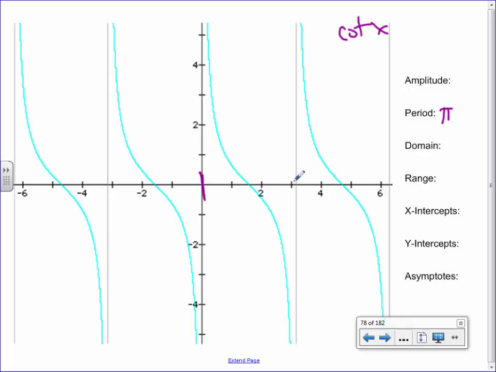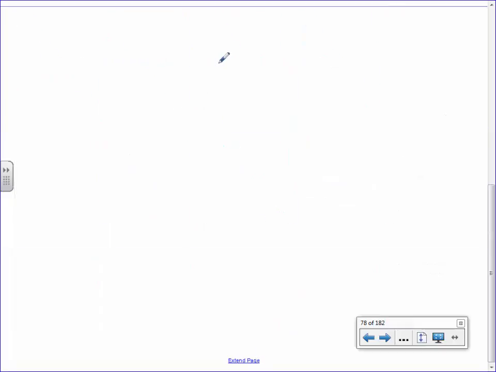From here to here is 3.14, which is pi. So, big takeaway from today: sine and cosine repeat every full circle. Tan repeats itself every half circle. Let me show you why. And then we'll do our diploma questions.